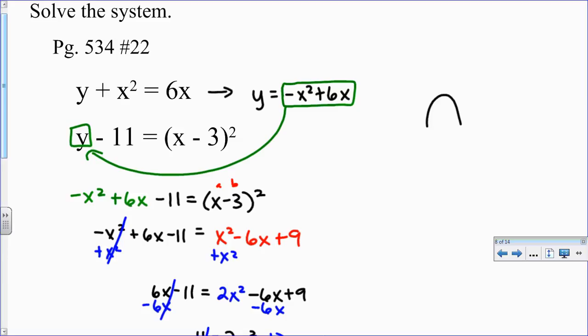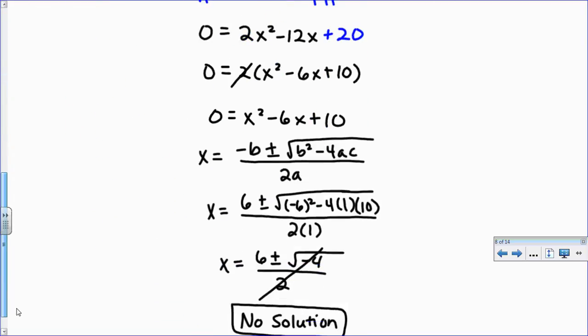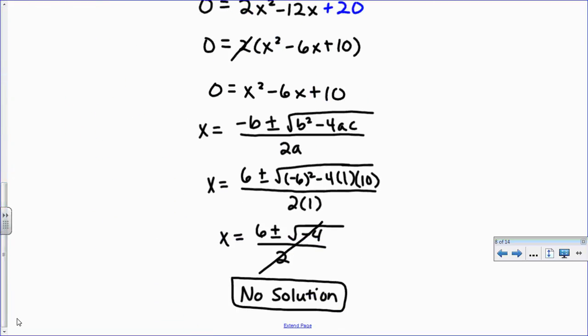Okay, this one is also quadratic. The square would be with the x. And it's a positive x squared, so that one opens up. So your graphs look something like that, and that is why there's no solution. Questions about that? Okay.